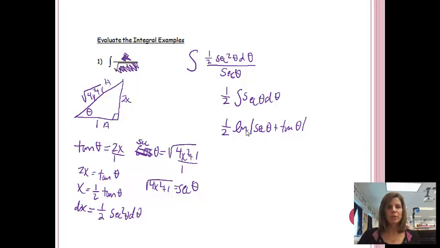What I do need to finish out is that my original problem asked me for an answer in terms of x, so I do need to put everything back in terms of x. So I'm going to have 1/2 the natural log of secant theta. Secant theta, we already know from setting up my triangle, was equal to the square root of 4x squared plus 1. And then plus tangent theta, we did find out also that the tangent of theta was equal to 2x. And then I just need to add my plus c, and I am now done solving that trig problem.